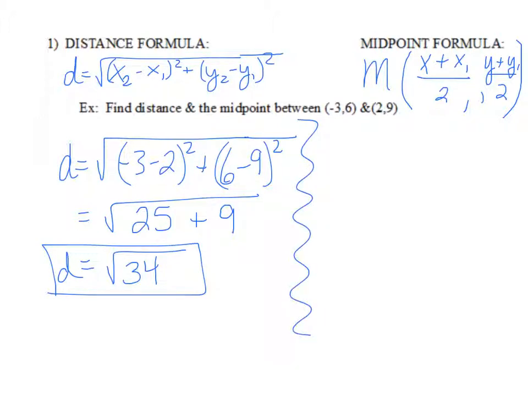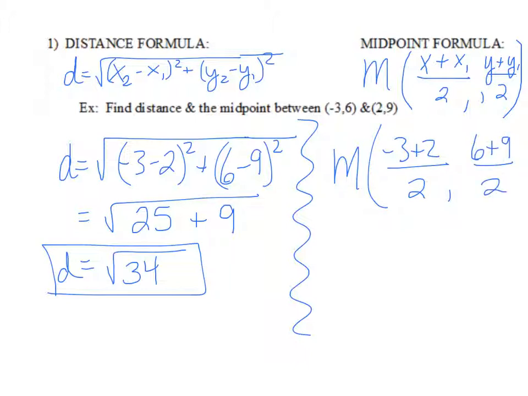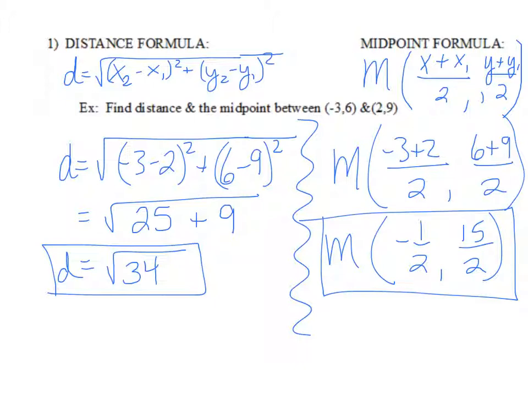Okay, let's try using those points and finding the midpoint between them. So the midpoint, I would just add my x's, negative 3 plus 2, divide by 2. Add my y's, 6 plus 9, divide by 2. All right, so my midpoint would end up being at negative 1/2 and 15 halves, or 7.5, or however you want to write that. Okay, so be familiar with those.